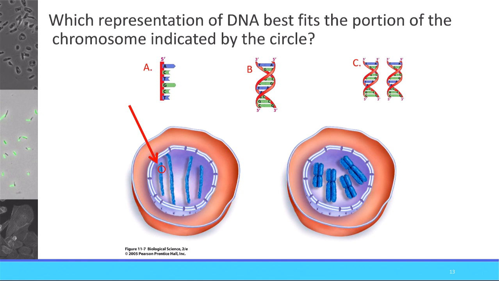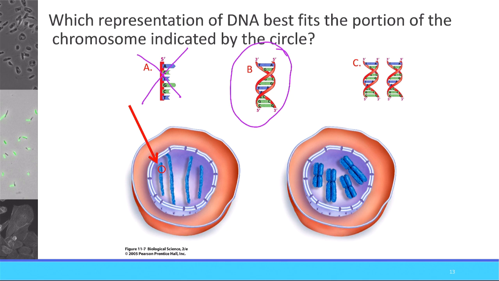So hopefully you've taken some time to work through this one, and we talked about how chromosomes are double-stranded DNA, so we can cross off A because that is a representation of single-stranded DNA. And then on the left in that cell, we have unreplicated chromosomes. So one chromosome is equal to one chromatid, and we know that a chromatid is a double-stranded DNA molecule. So we have one double-stranded DNA molecule that is circled in red. Therefore, we pick the representation of DNA that most closely resembles one double-stranded DNA molecule.